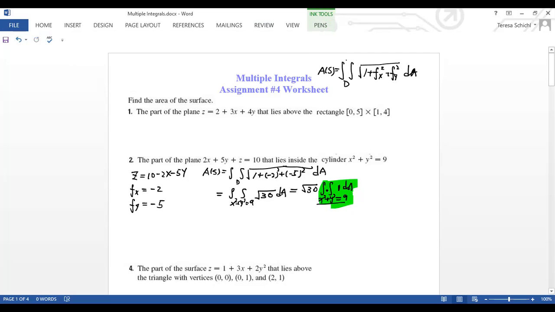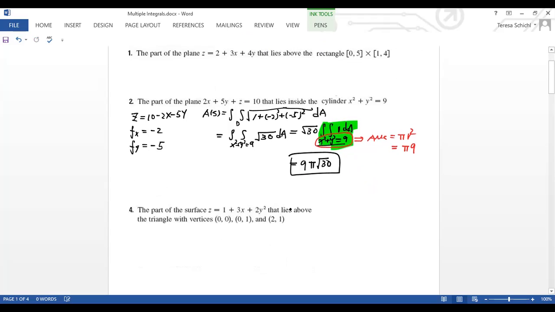What I'm looking for is the area of the integration region. This is a circle, so the area is pi r squared. R is 3, so it's 9 pi. So my surface area will just be 9 pi times the square root of 30. This one is pretty straightforward.